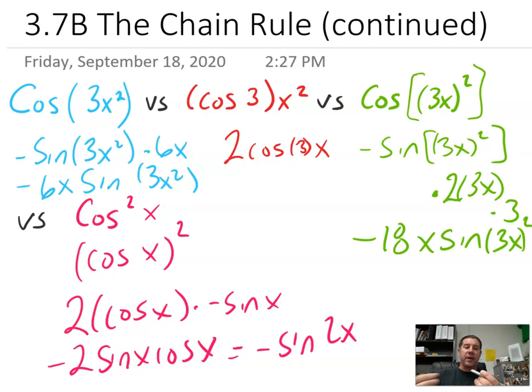Okay. So these are 4 things that look kind of similar, but the way we took the derivative is very, very different for each of these. So we got to be careful and really pay attention to what your inside and outside function is.